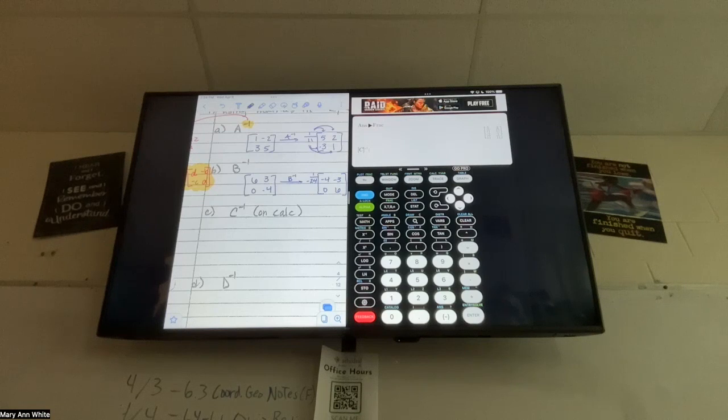I'm going to press enter. And that's it. That is my whole answer. What they just told me, I press C to the negative first on my calculator, I get out this matrix. -4, -8, 5, 1, 2, -1, 3, 5, -3. That is my matrix. That's my answer. That's the inverse of matrix C.